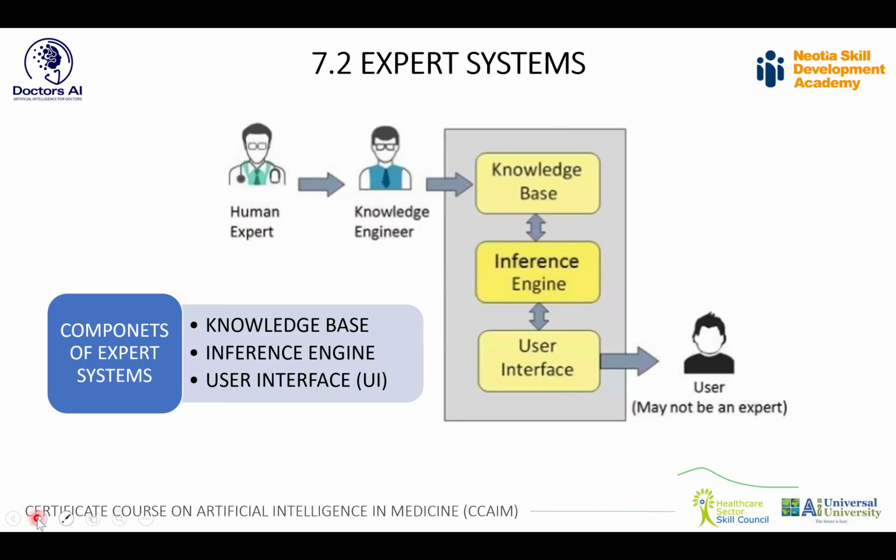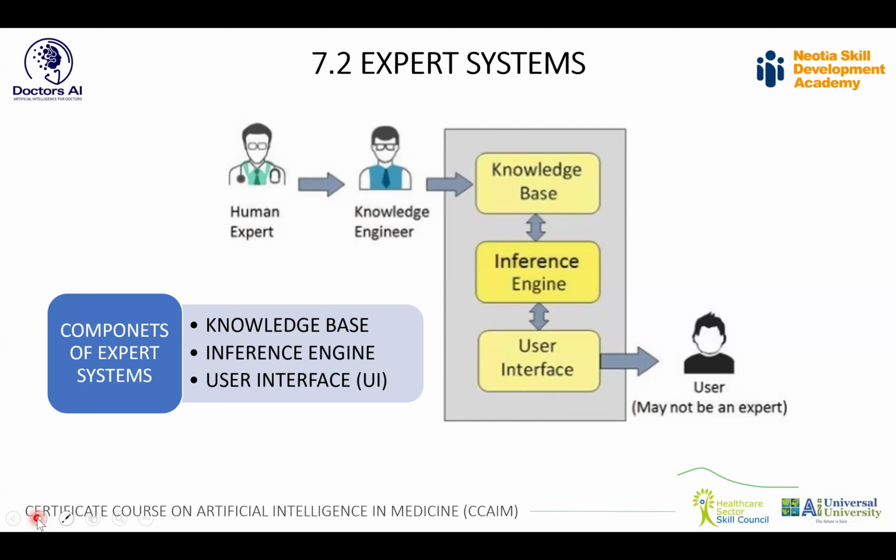Now expert system means where there is a human expert, there is a knowledge engineer, and there is a knowledge base, and there is something called an inference engine, which sits between the user and the user interface. So here you're giving some kind of rule or some kind of case, and based on that, from the knowledge base, it draws inference and gives an output to the user.